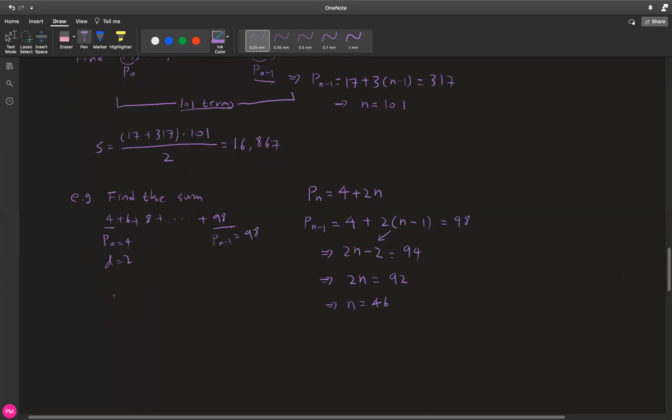So hence, we can simply use the sum formula. Sorry, let me rewrite that. The 4 is the first term in the sequence, plus 98, the last term in the sequence, and you multiply by the number of terms, which you found to be 46, and you divide by 2. And you should end up with 202,448.